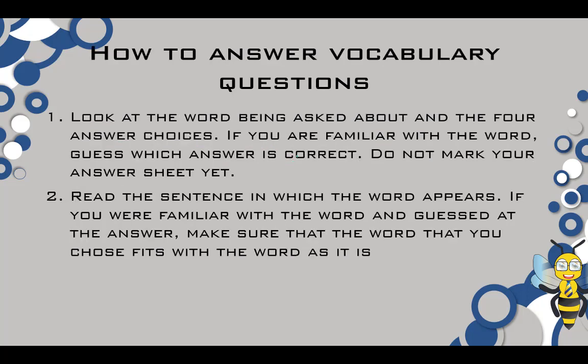Now, what should you do to answer these types of questions? Number one, look at the word being asked about and the four answer choices. Let's say you read scanty and the four answer choices. If you are familiar with the word, guess which answer is correct, but do not answer yet. For example, which word better substitutes furious? The options are mad, angry, happy, sad. Angry better answers furious. If you already know the meaning of the word, it's easier to answer. But if you don't, look for the clues we just mentioned.